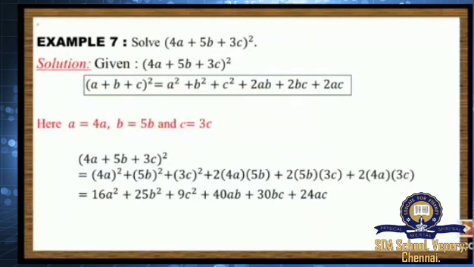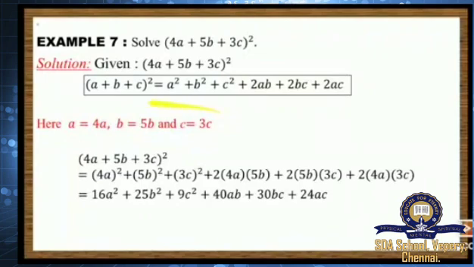So the next example is solve 4a plus 5b plus 3c the whole square. So this is of the form a plus b plus c the whole square. So using the identity a plus b plus c the whole square, we will solve this expression. So here a equals 4a, b equals 5b and c equals 3c.